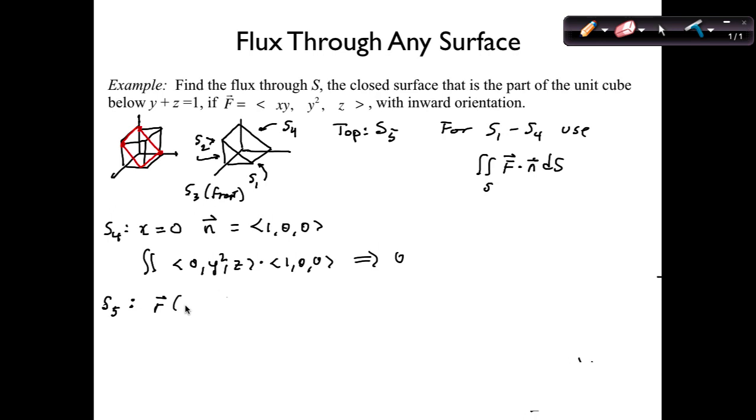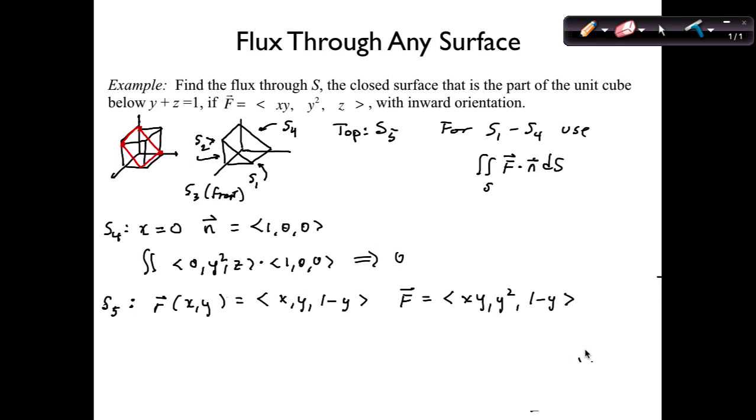What should we use to parameterize? It's an easy plane. Let's use x and y. So it's going to be z equals 1 minus y. And then F is going to be xy, y squared, and then we have no z, so 1 minus y. Before we start doing cross products and all that stuff, what do you notice?